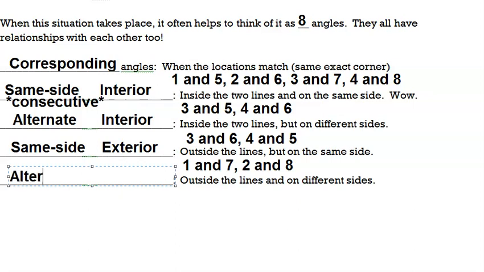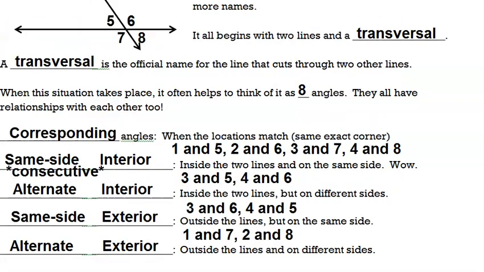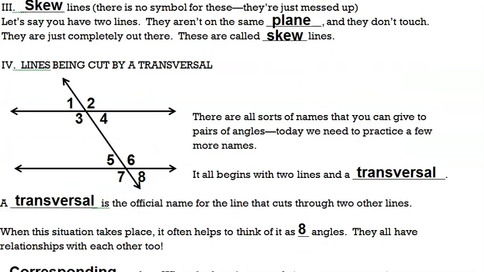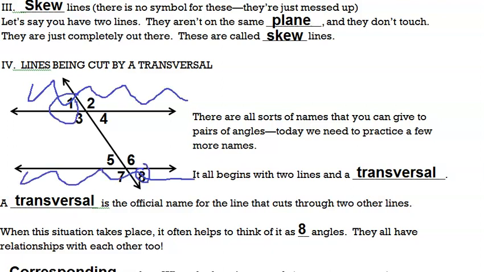The alternate exterior would be outside the lines and on different sides. So that would be, if you go up here, we want the outside, and then we want alternating sides. So that would be 1 and 8, and 2 and 7.